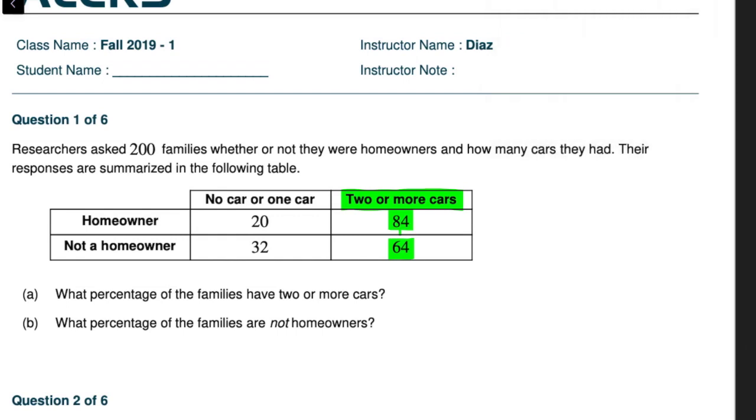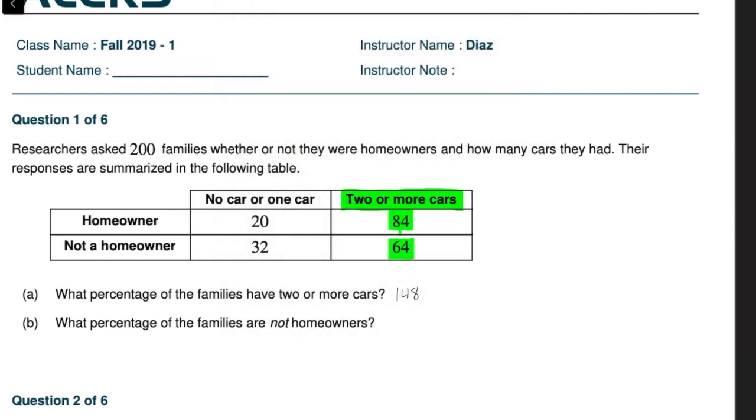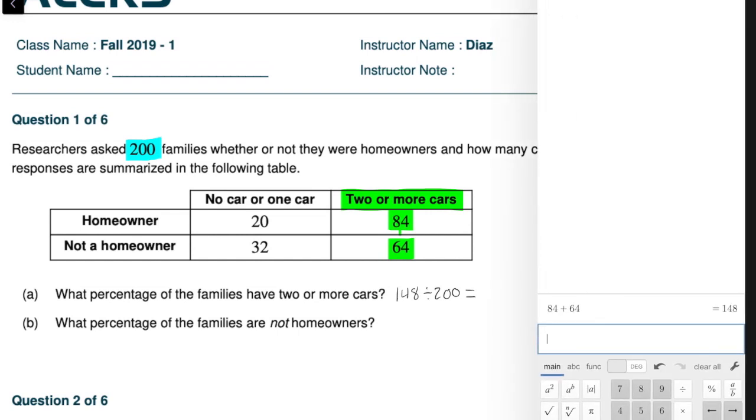So I have 148 people. To get the percentage, I need to know how many families were there in total. At the beginning, they told us that we had 200 families in total. Okay, so I'm going to go ahead and divide that by 200 and see what that gives us. So I have 148 divided by 200 gives me 0.74.